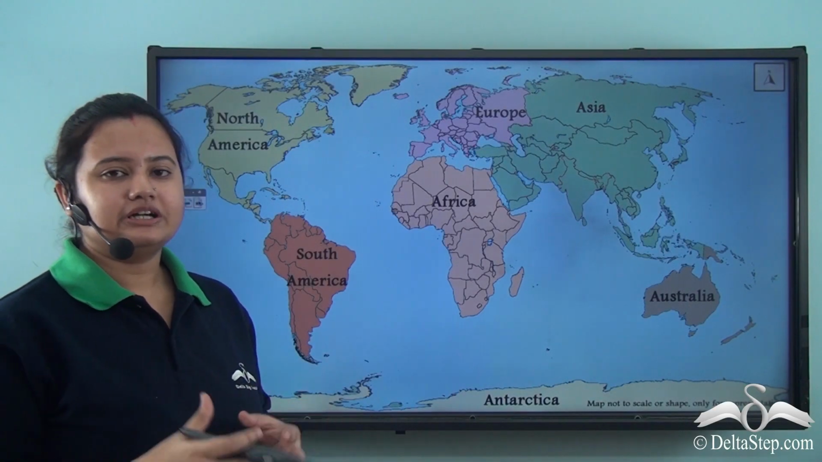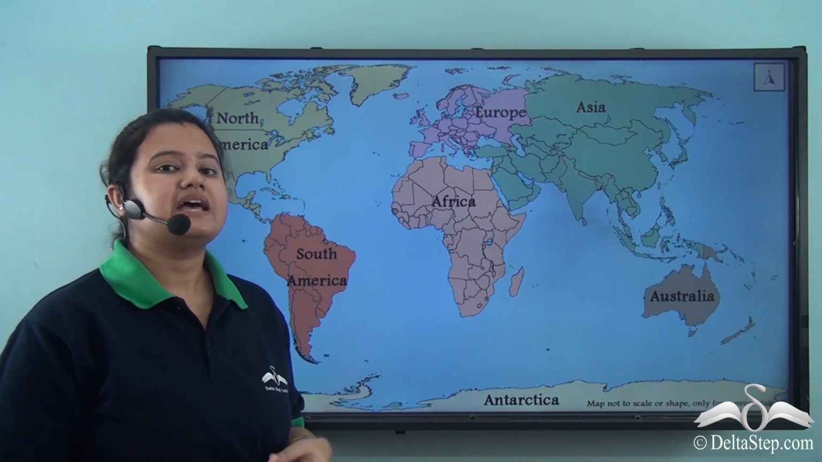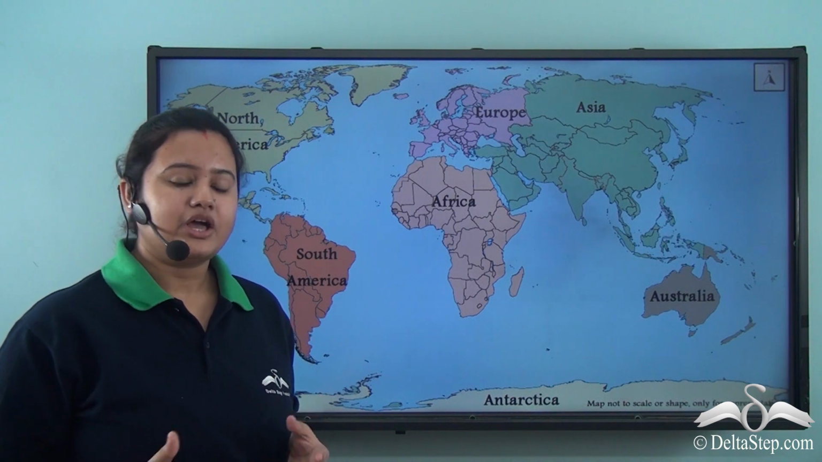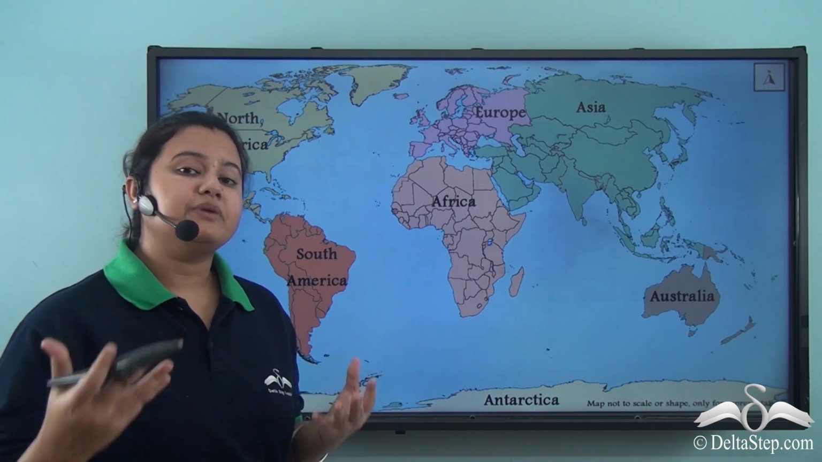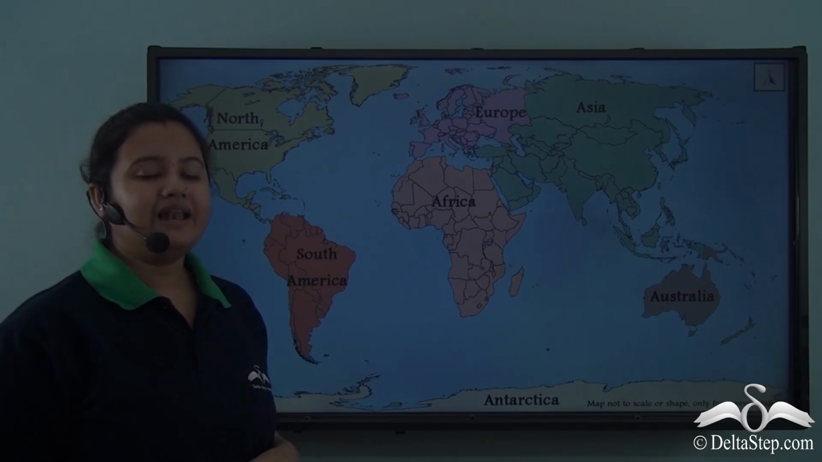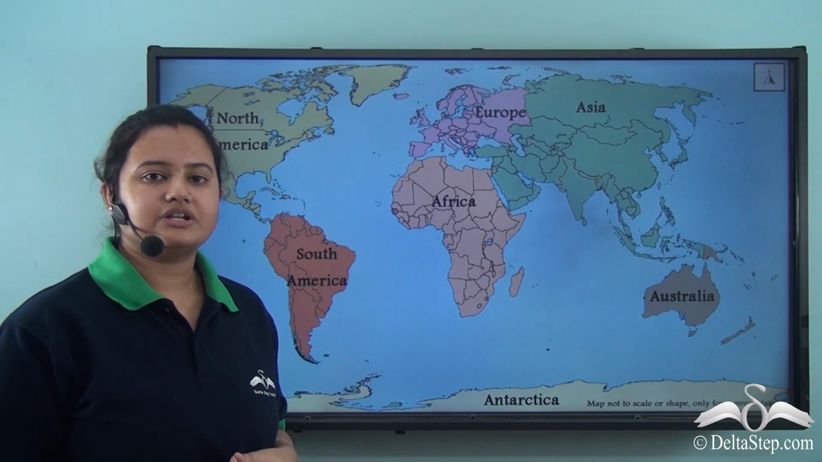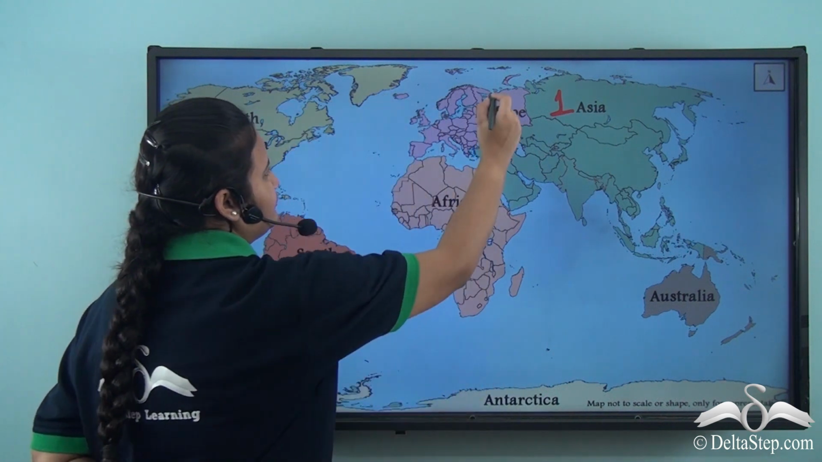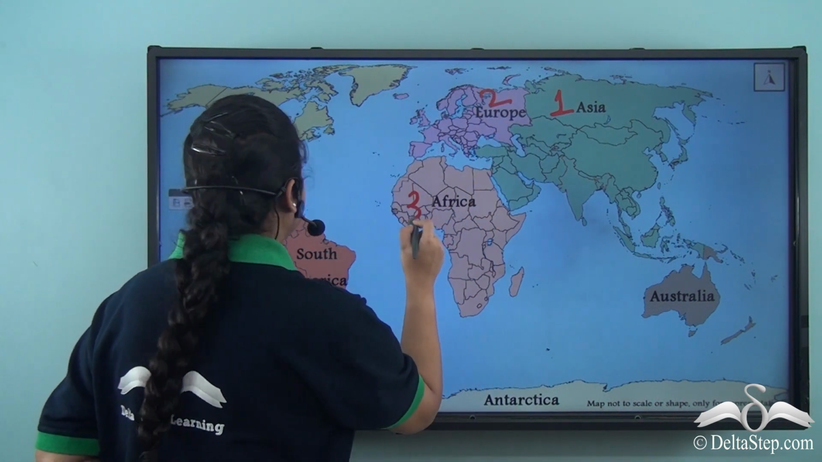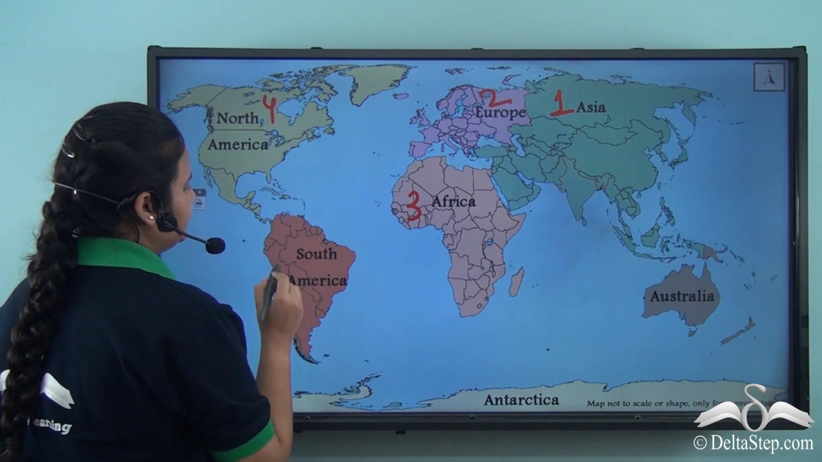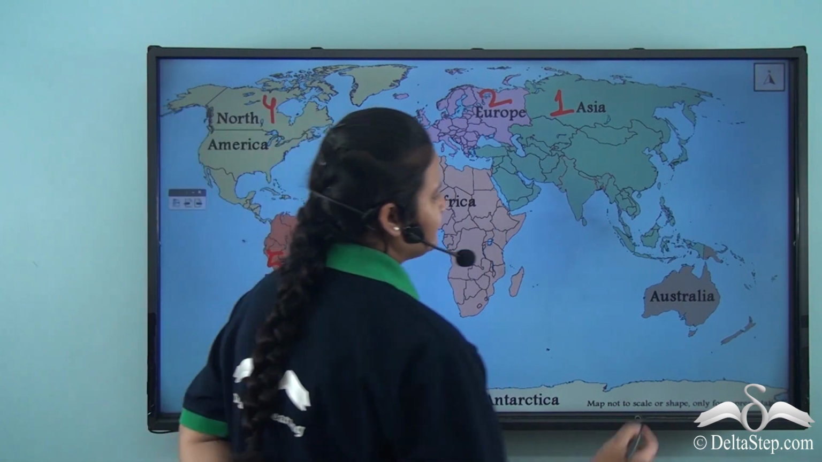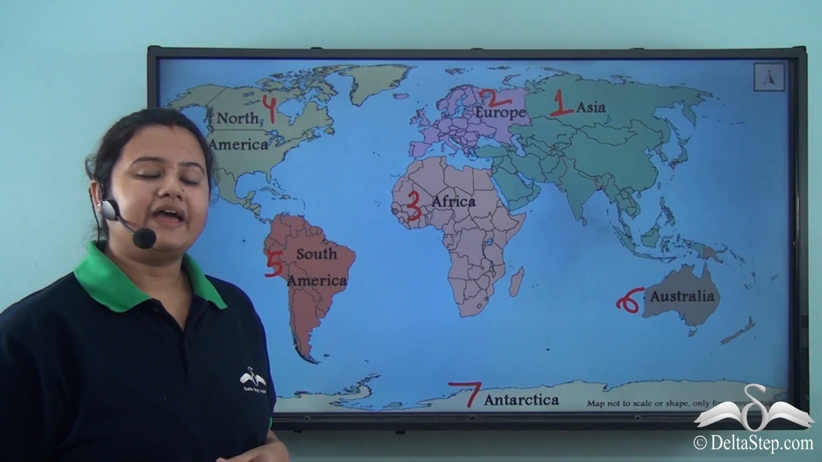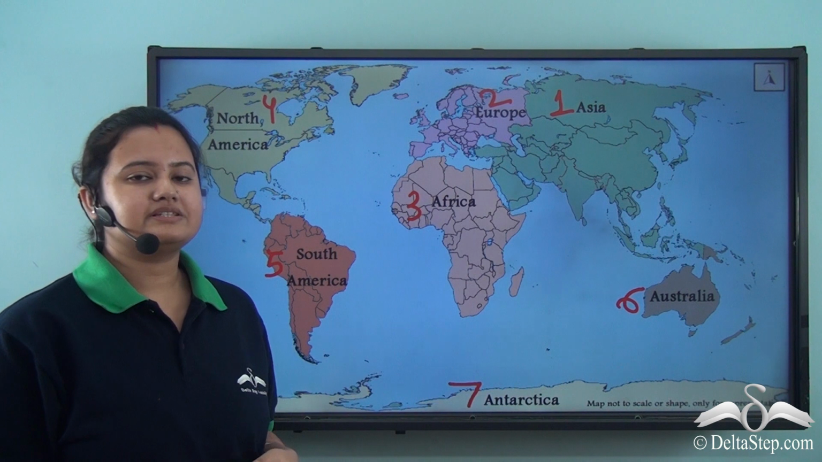So, as mentioned earlier, the large land masses that are present on the Earth's surface are known as continents. We shall now discuss the major continents of the world. Well, there are 7 major continents in the world: Asia being the largest, then we have Europe, Africa, North America, South America, Australia, and finally Antarctica. So, there are 7 major continents in the world.